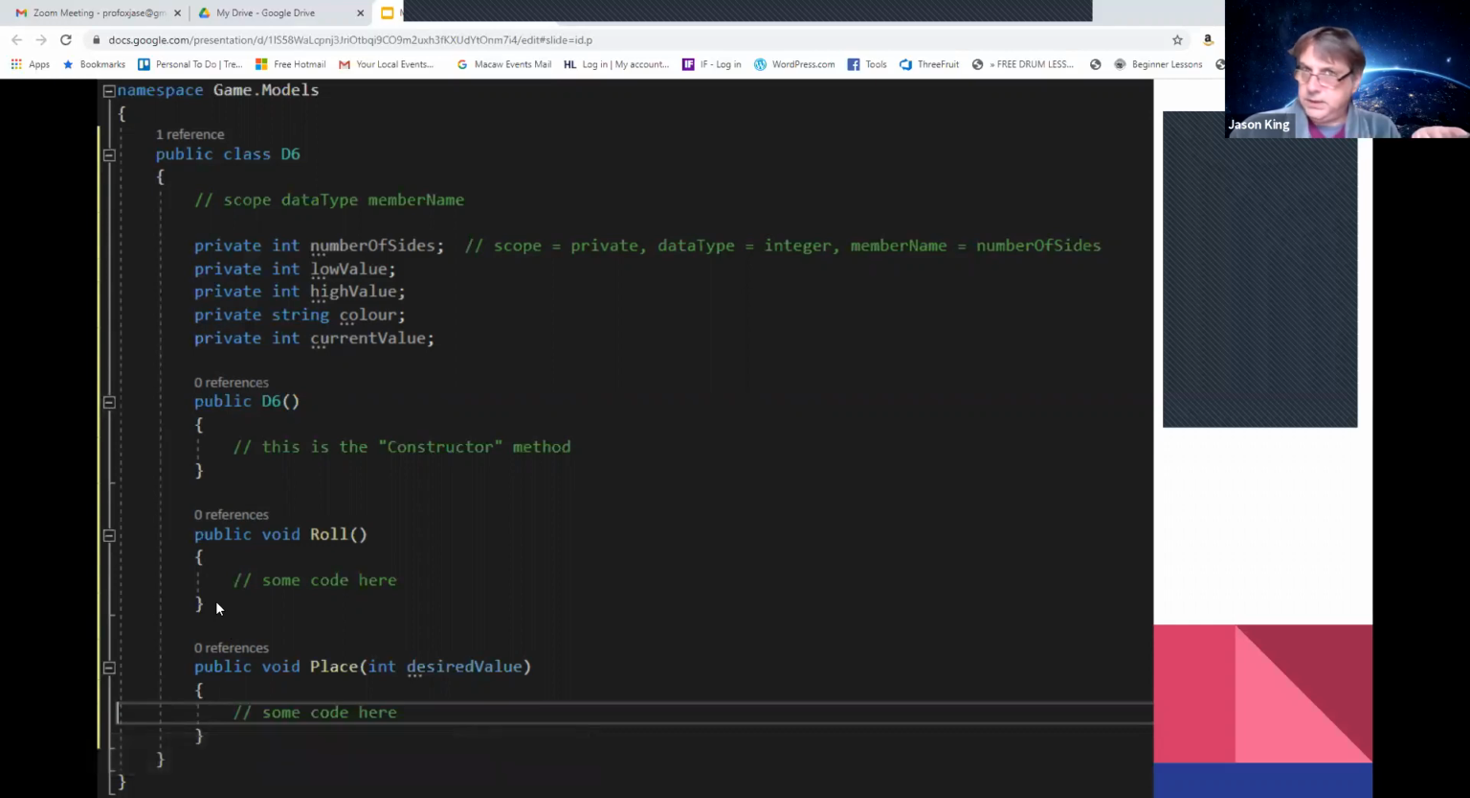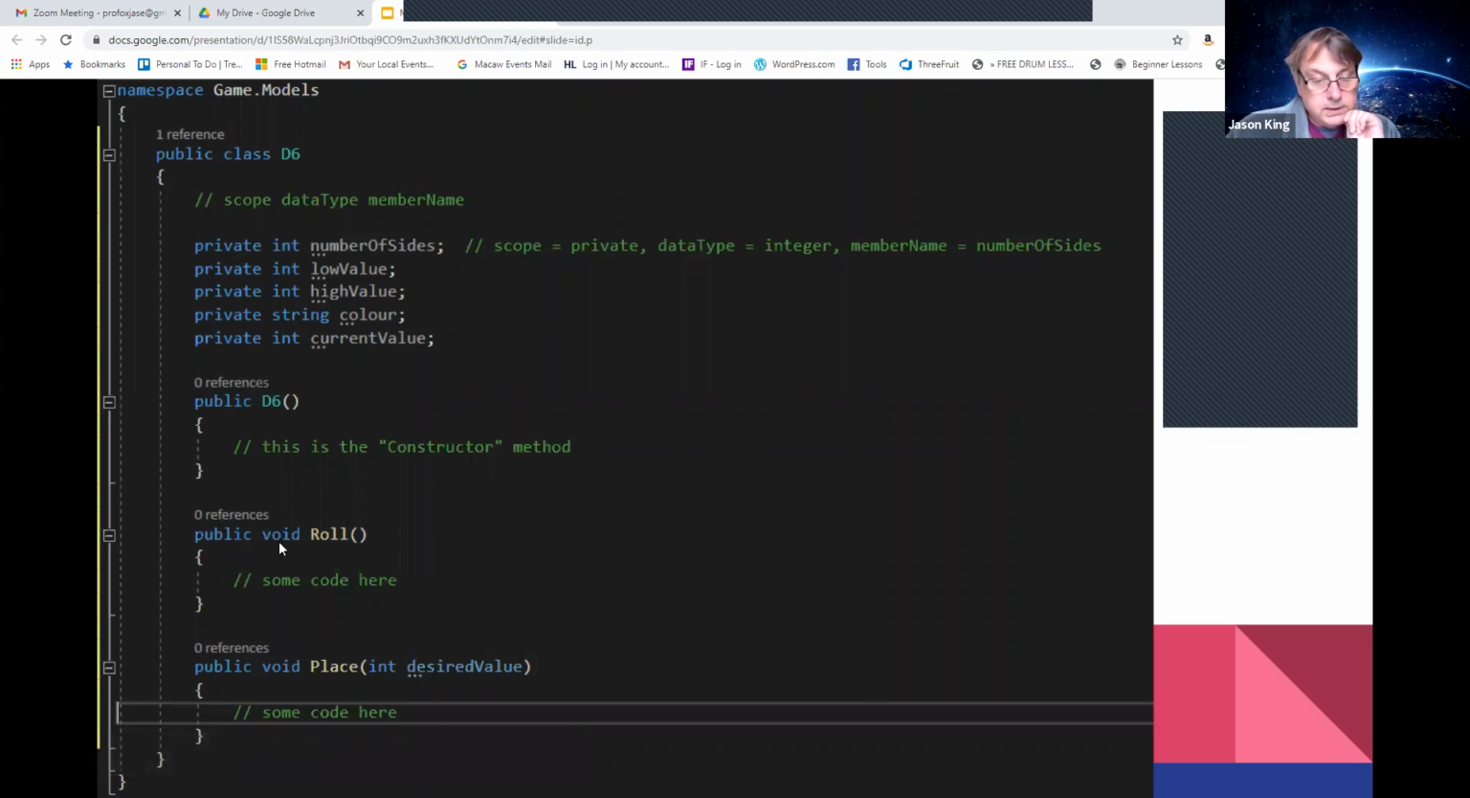You say, here's a D6, and really the only thing you can do with it is roll it or place it. Well, rolling it, we don't know what the outcome's going to be. But when we want to place the dice, we need to tell this code what value we want to be placing it. Right? I want to show a 6, so I pass in the 6 here. And for the sake of Fraser here, it's public because other things want to use it.